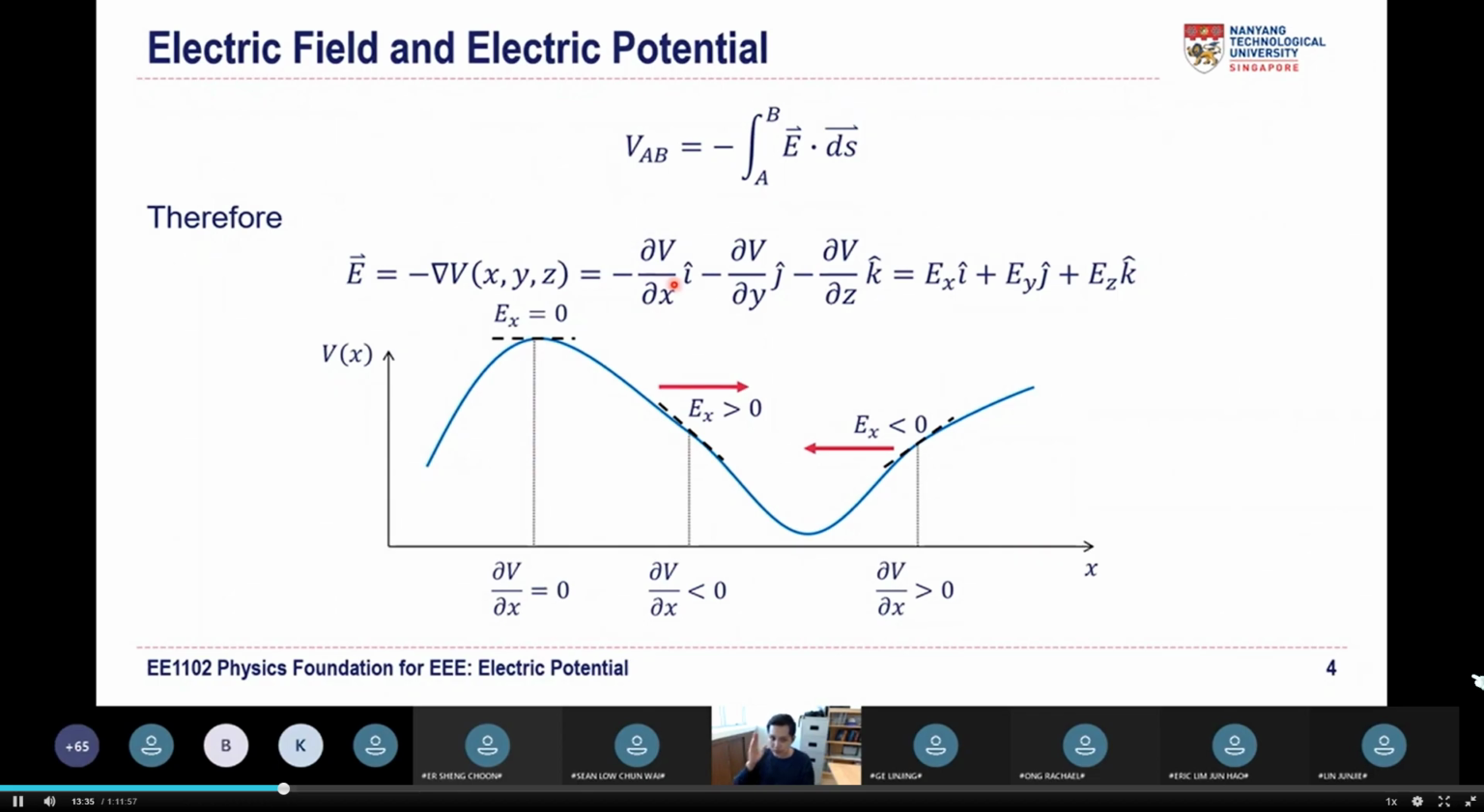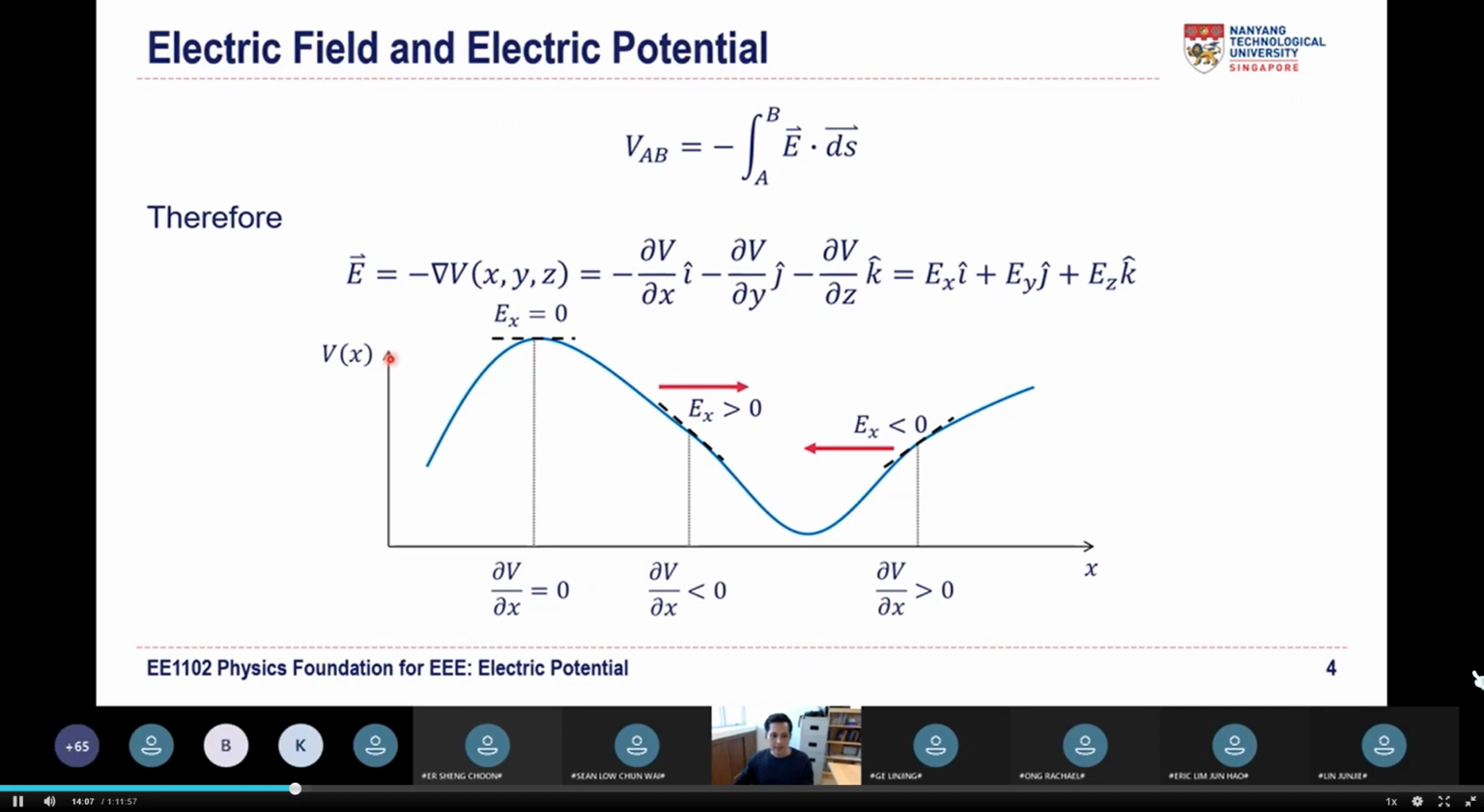differentiation, where you differentiate with respect to only x in this case, and consider y and z terms to be constant. For this one, you take the derivative with respect to y, and consider x and z to be constant. And for this one, you take the derivative with respect to z, and take x and y to be constant.